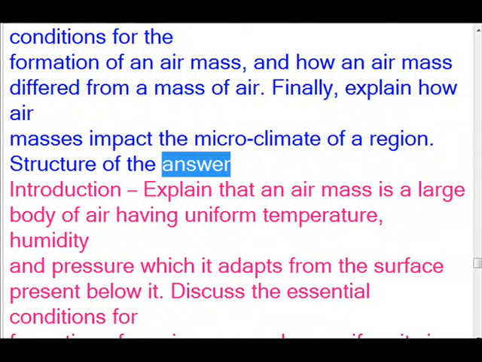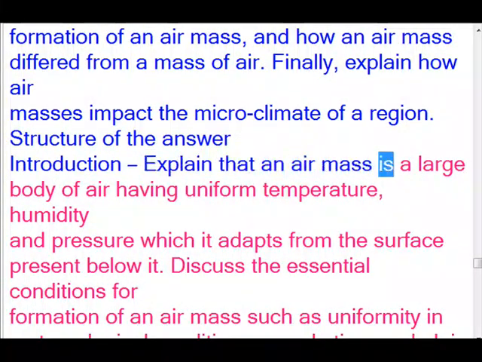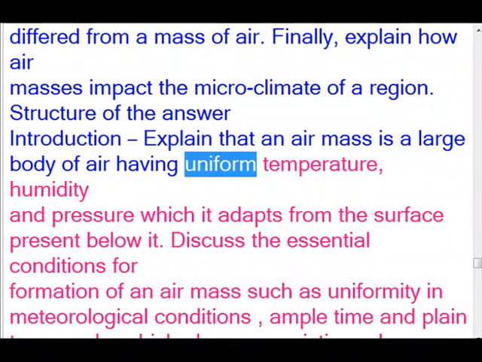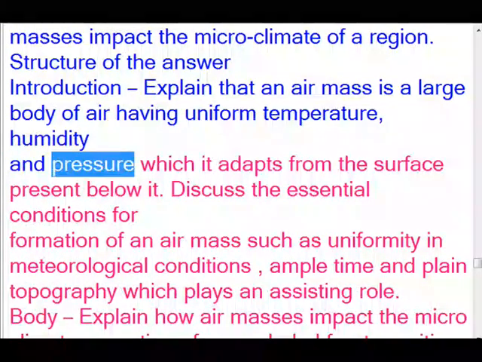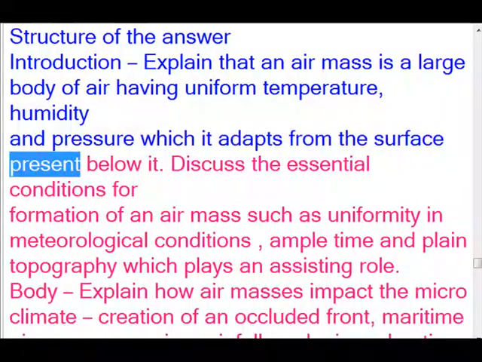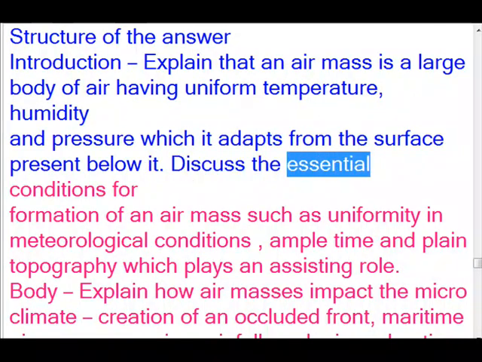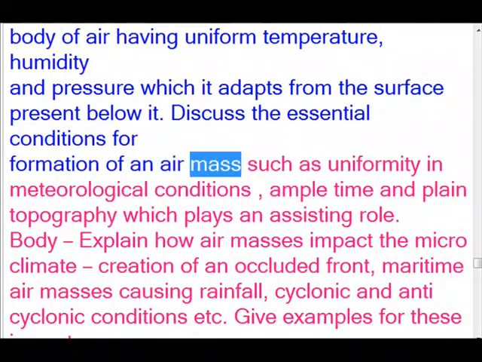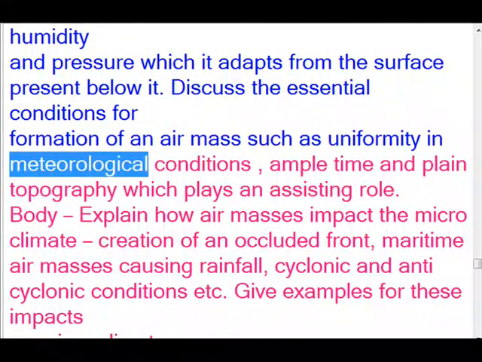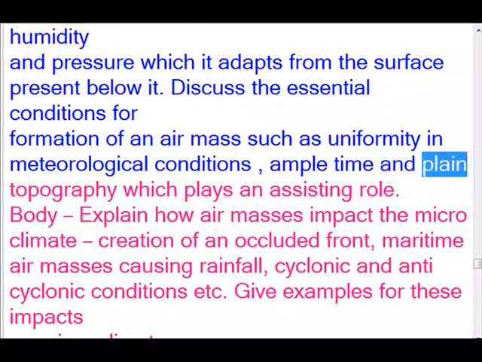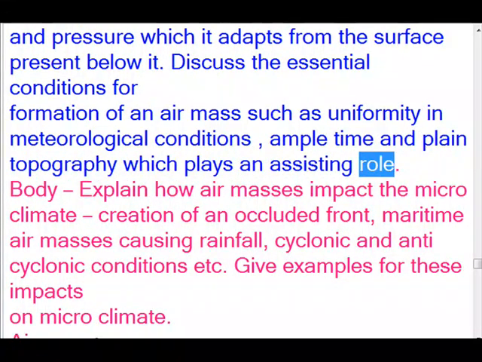Structure of the answer. Introduction. Explain that an air mass is a large body of air having uniform temperature, humidity and pressure which it adapts from the surface present below it. Discuss the essential conditions for formation of an air mass such as uniformity in meteorological conditions, sample time and plane topography which plays an assisting role.